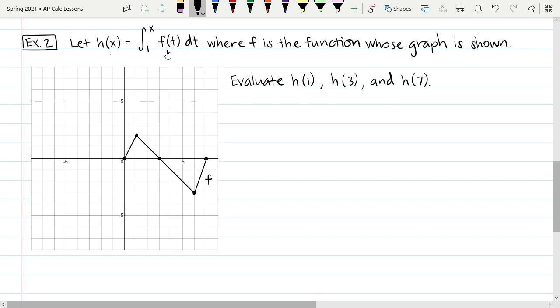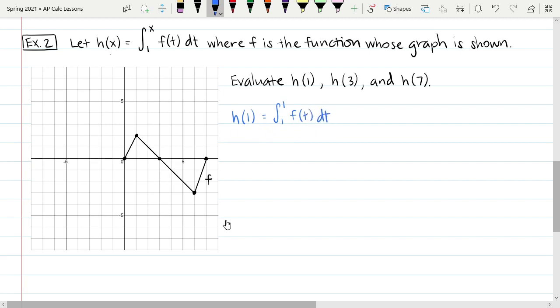But because I do have the graph, and because this graph does form regions that are geometric shapes, we can evaluate the definite integrals by using what we understand the definite integral to be, which is the area, or the net area. So in other words, if I'm trying to find h of 1, that's really the integral from 1 to 1 of f of t dt.